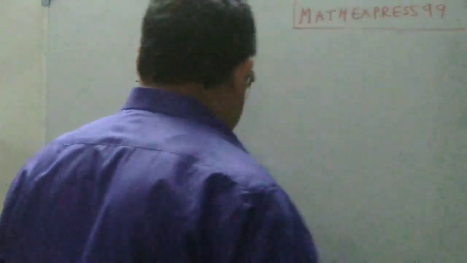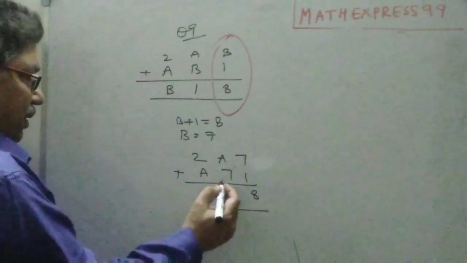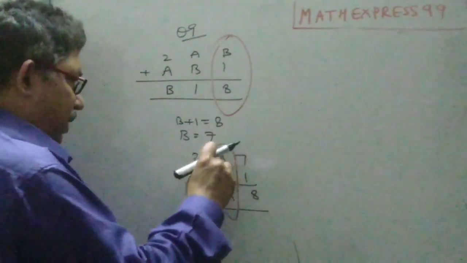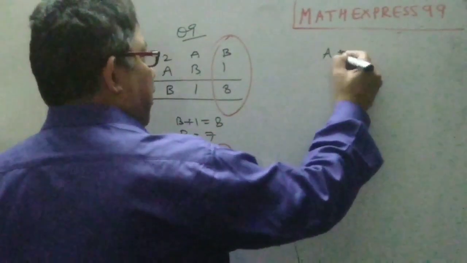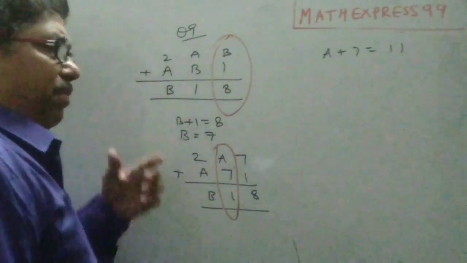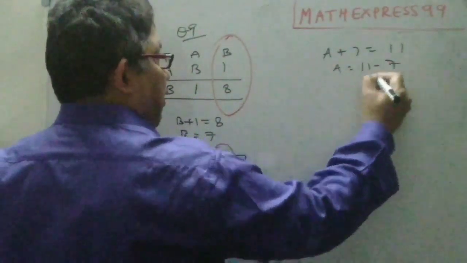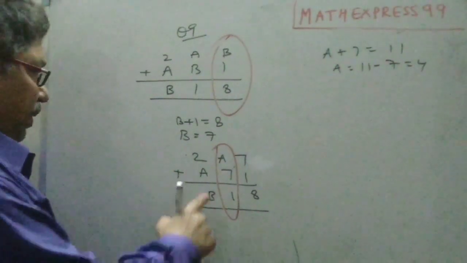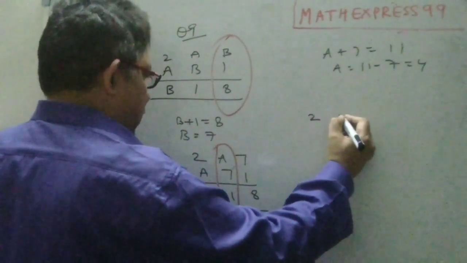Okay. Of course, there's a plus sign here. A plus 7 cannot be 1. Let us focus on this one. A plus 7 cannot be 1. A plus 7 must be 11. So what is A equal to? 4. So A is 4. So in place of A you can write 4 here also and 4 here also. 2, 4, 7, 4, 7, 1.